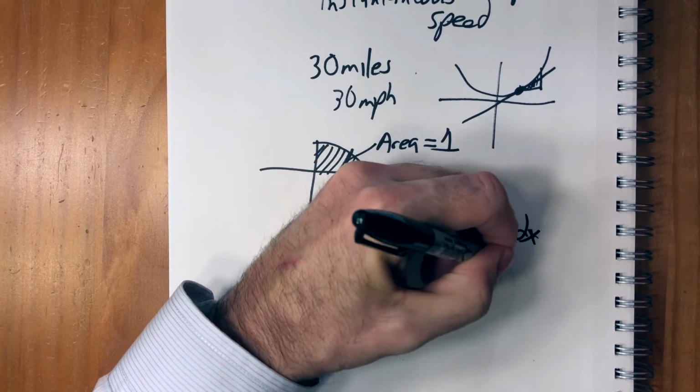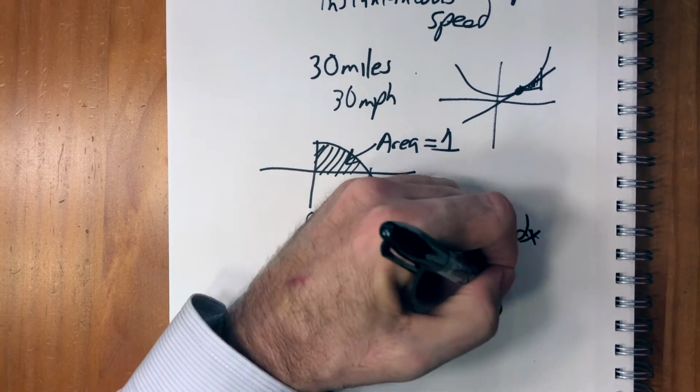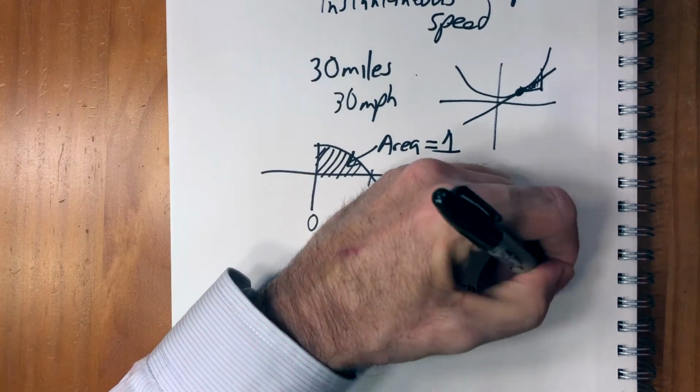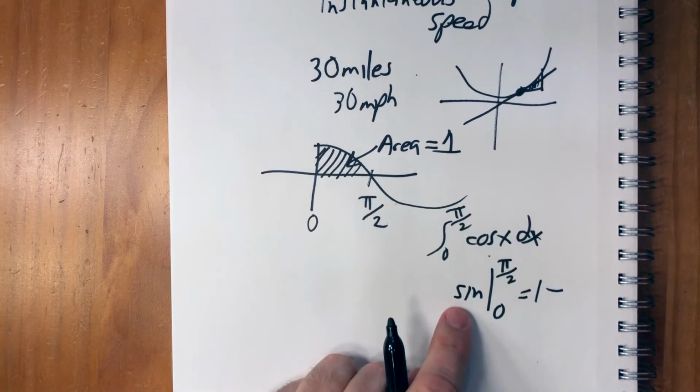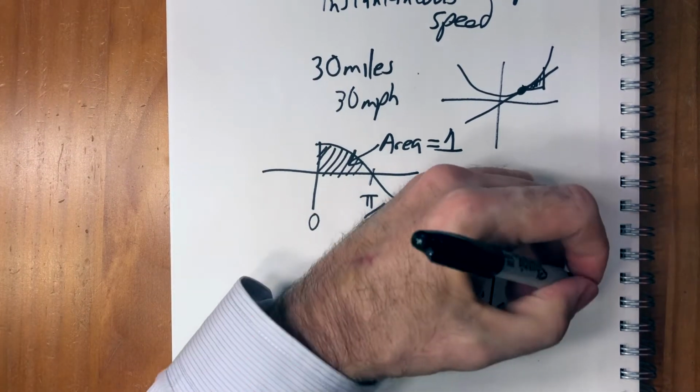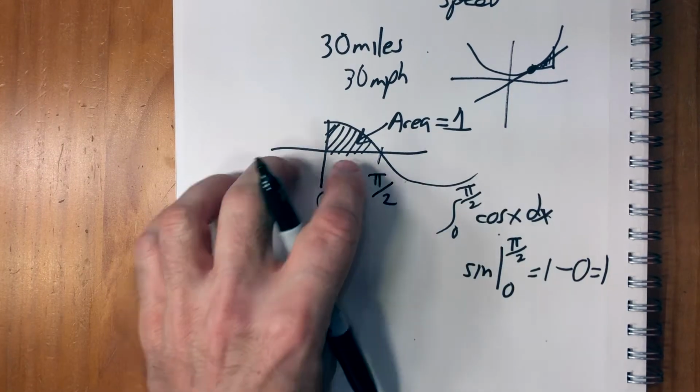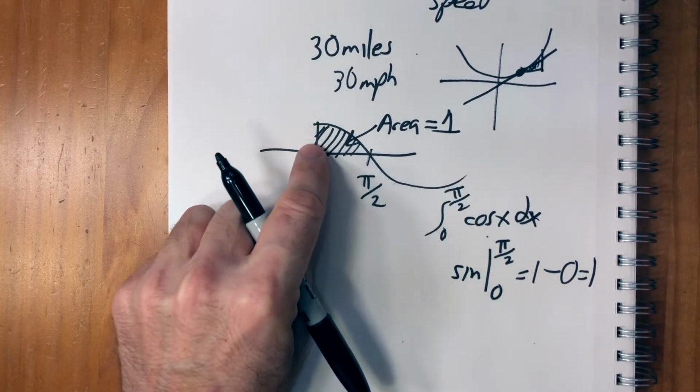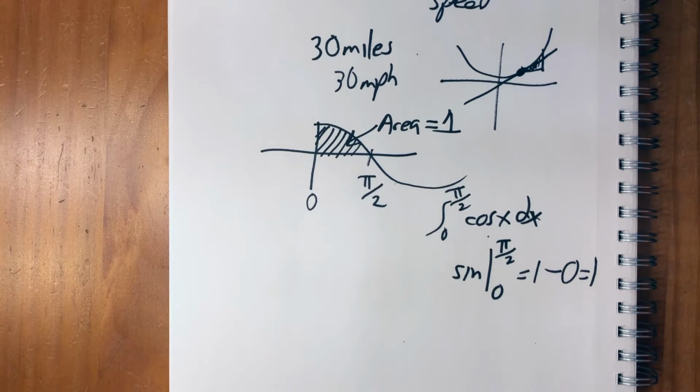From pi over 2 to 0 is the sine of pi over 2, which is 1, and the sine of 0 is 0, so it equals 1. What an insane thing this is. They actually were able to solve this problem without calculus. And if you try to wrap your mind around that, I can't imagine how you would begin doing it.